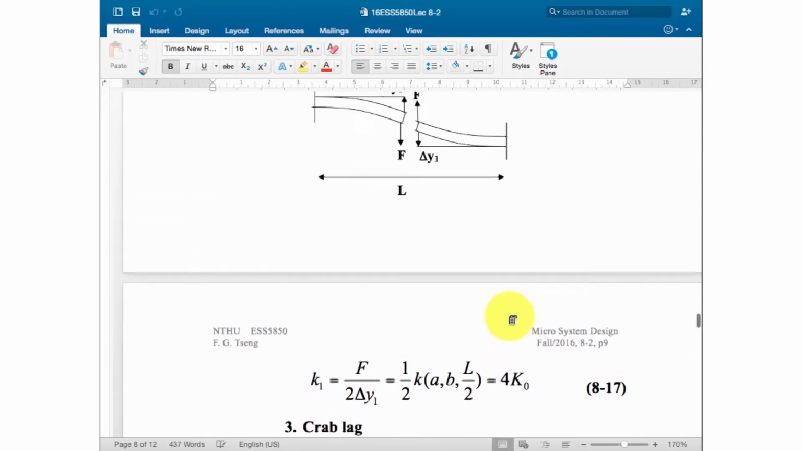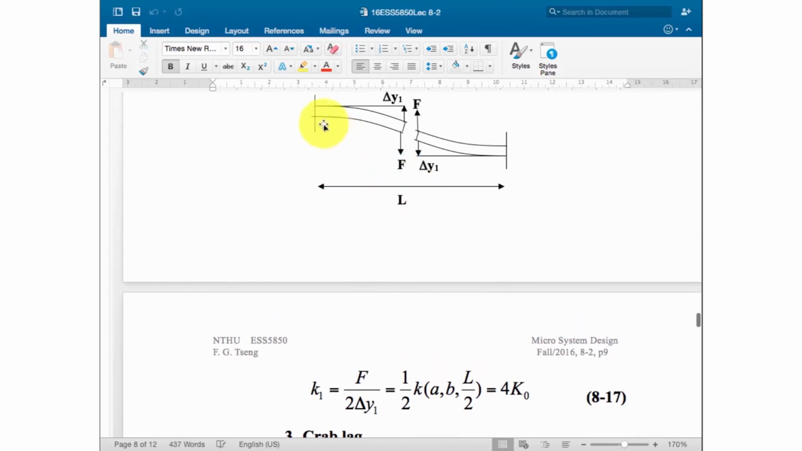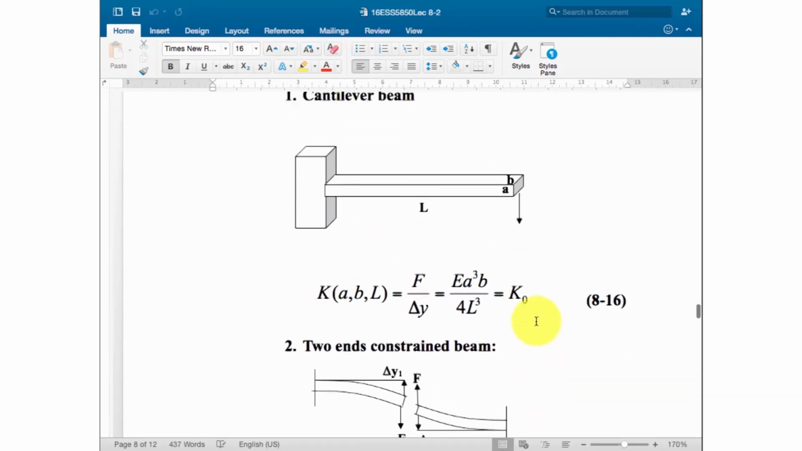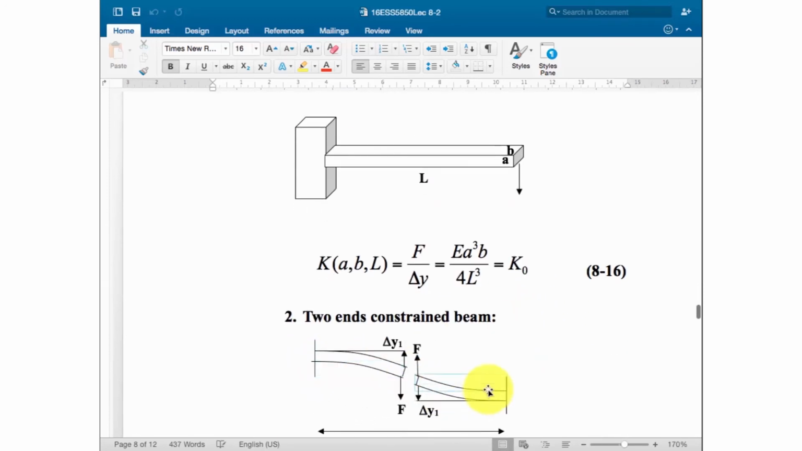So if you arrange the spring with the two ends clamped, clamped means the slope will be 0 and the position will be fixed. In this case, the spring will become harder, stronger. It is 4 times stronger than the original one. Okay, so this is the first step. In the first step, we consider only one spring.